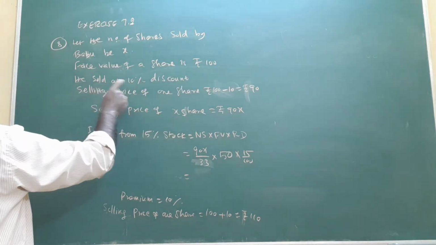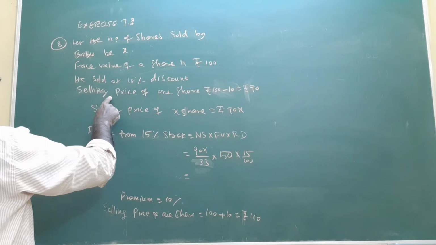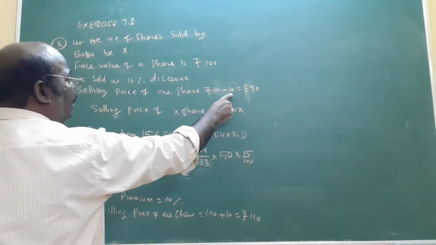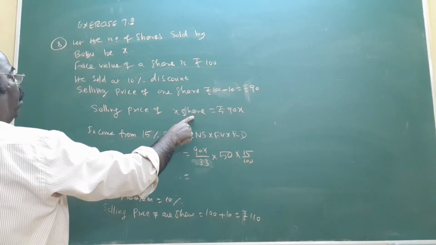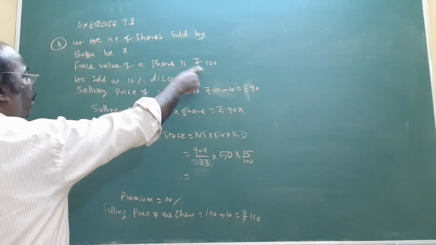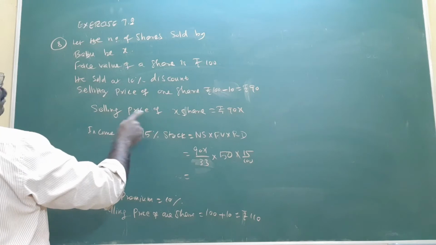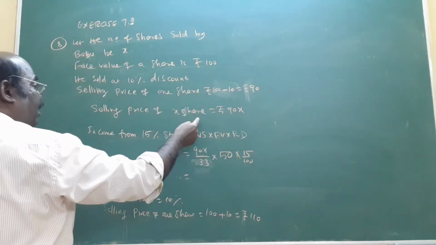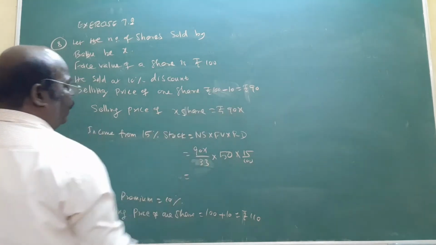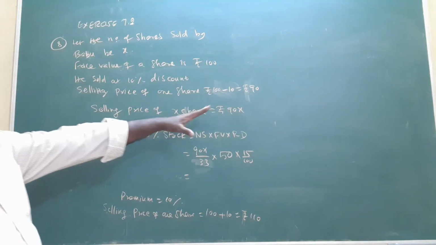The first is what? 10% discount is given. That's why the selling price is what? 100 minus 10, that is 90 rupees. Our selling price is what? X shares, one share is 100 rupees. Am I right? Selling price of a number of shares, what? 100 rupees. Here X shares means 90x. Selling price of X shares.